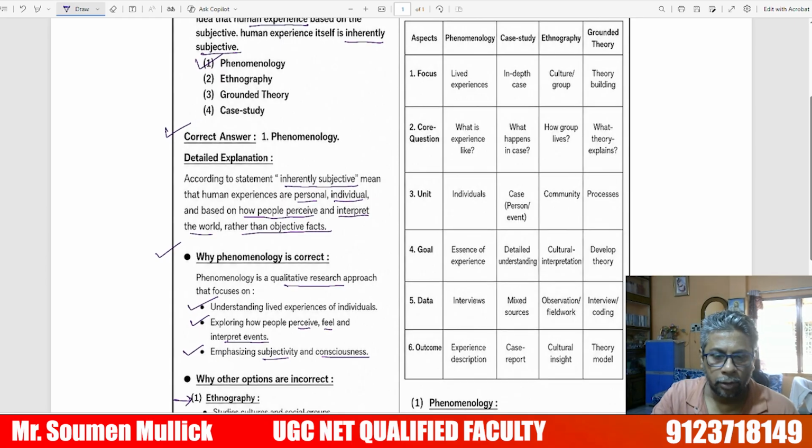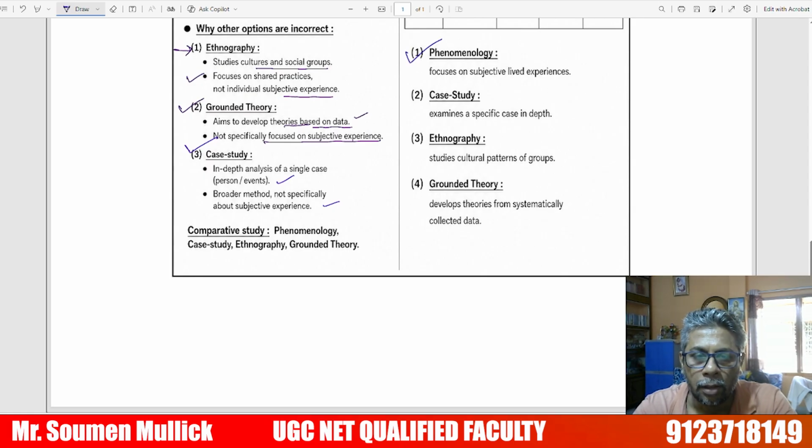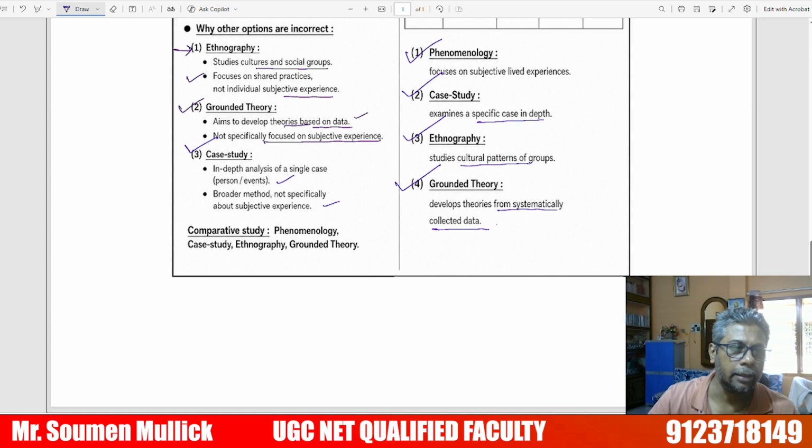So, what is the memory trick? The memory trick: phenomenology focuses on subjective life experience. Case study focuses on examining the specific case in depth. Ethnography's main area is the cultural pattern of a group, and grounded theory is built from systematically collected data to build up the theory. These are the important perspectives.